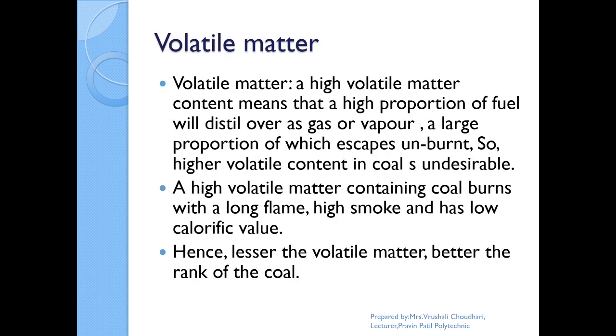Volatile matter. What is the volatile matter? It is the amount of sulfur and nitrogen that is called volatile matter. Coal with high volatile matter contains a high proportion of fuel that will distill over as gas and vapor, and a large proportion of fuel escapes unburnt. So higher volatile matter content in a coal is undesirable. Due to high volatile matter, coal burns with a long flame, high smoke, and a low calorific value. Lesser the volatile matter, better the rank of the coal.